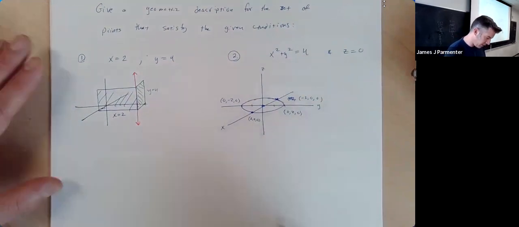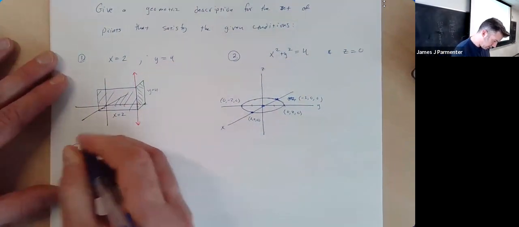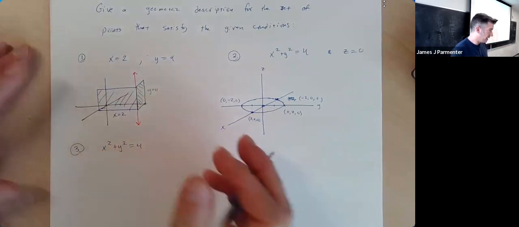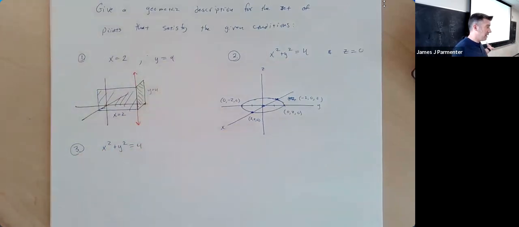Contrast this with the equation x squared plus y squared equal to 4. And that's it. Well, now z can be anything. So you don't just get a circle, you get a circle that you then extend as far up or as far down as you want. In other words, you get a cylinder.